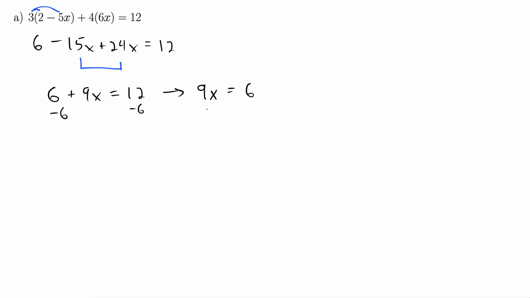And then again, we're getting x by itself. Divide both sides by 9. That gives us x equals 6/9. But you wouldn't want to leave your answer like this, right? This isn't simplified. We want to simplify this. Both 6 and 9 have a 3 in them. So if I were to cancel a 3 out of both of these, we'd be left with a 2 up here and a 3 down here. So that gives us 2/3. There's our answer.